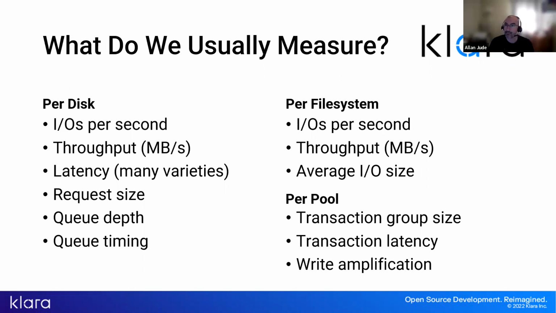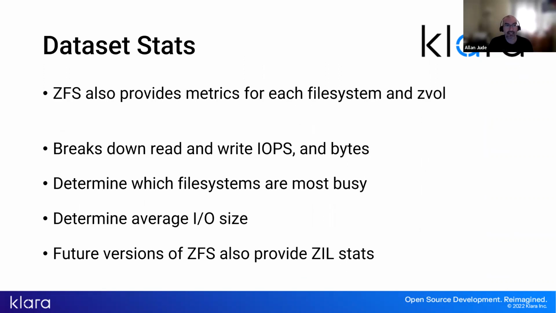Now to start breaking that diagram down, if we look at the dataset stats, so this is for each file system in ZFS, we can get a bunch of metrics about what the applications are doing to that. That helps you see where load is coming from, but also allows you to compare different datasets and see what their workloads are like. The first example of that is going to be kstat.